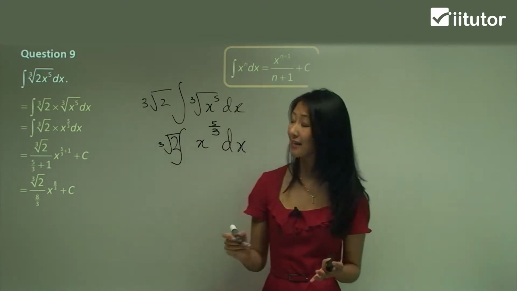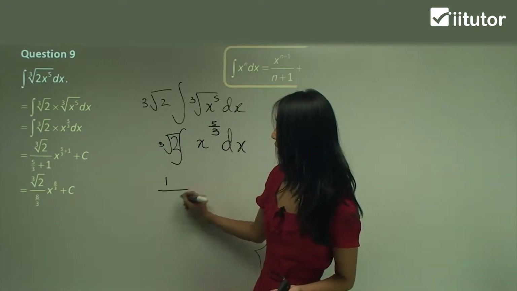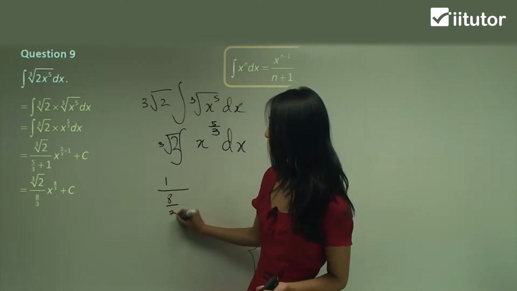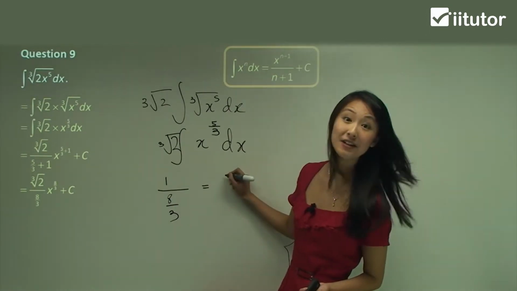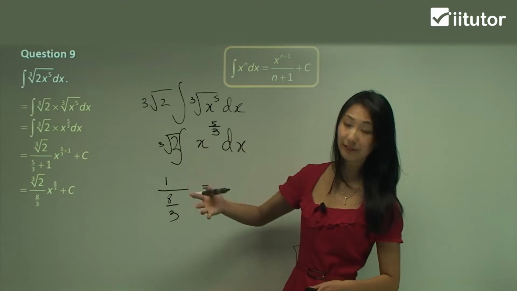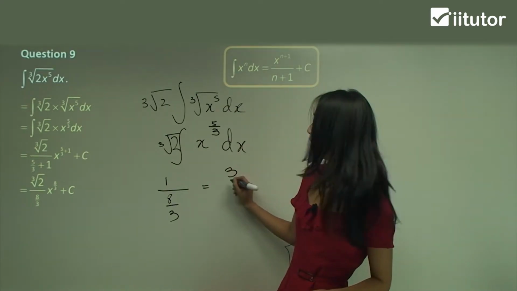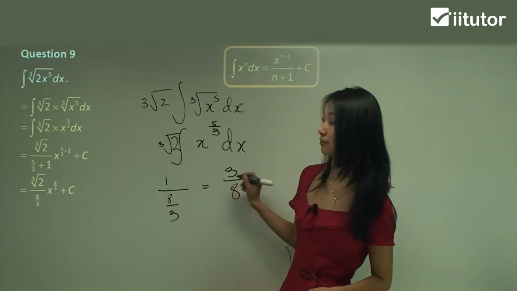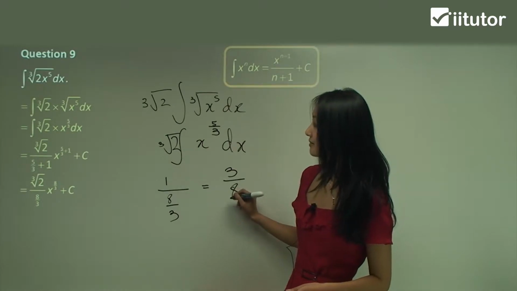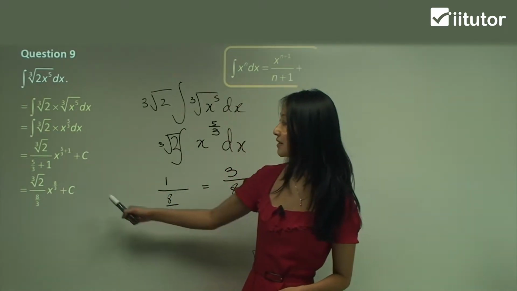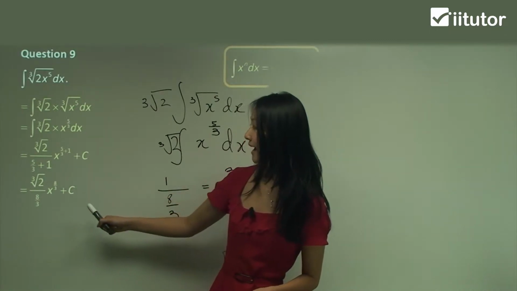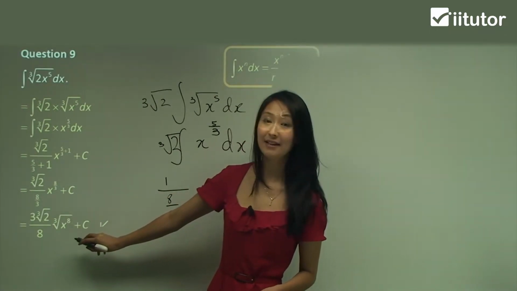Now remember how I said before, 1 on any fraction just becomes the reciprocal of the bottom fraction. So it actually just becomes the bottom fraction flipped. Remember how I explained that before? So we know that this is just going to be 3 on 8, which means it's going to be 3 cube root 2 on 8 multiplied by x to the power of 8 on 3, as we have here.